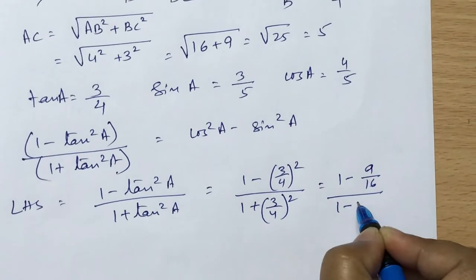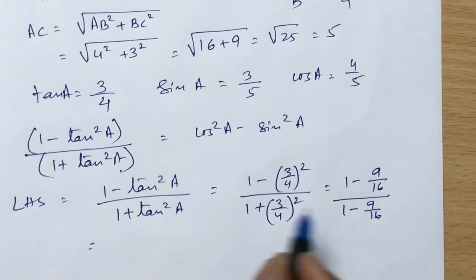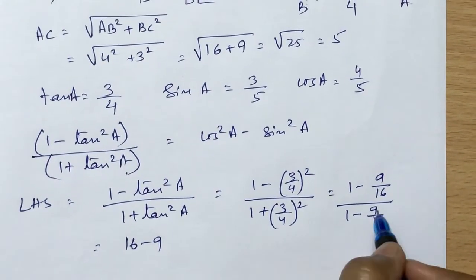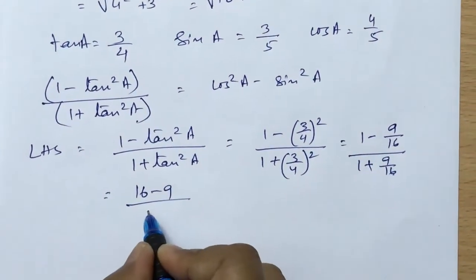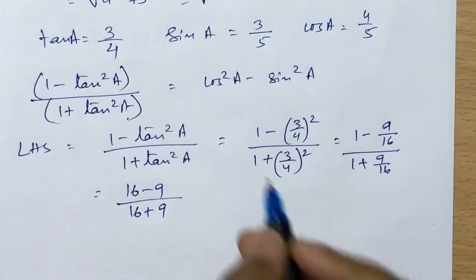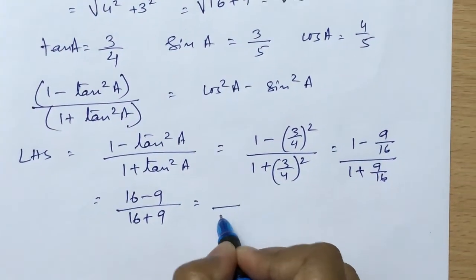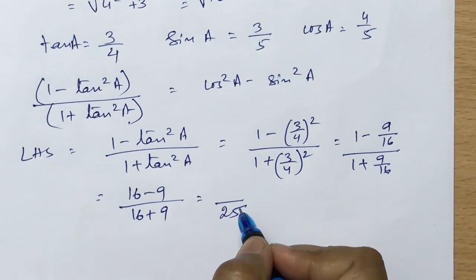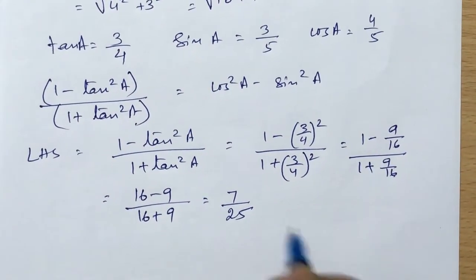Same type, isn't it? Like the previous one. 9 by 16. So this will give you how much? 16 minus 9 by, this is plus, I'm straightway cancelling the denominator. It will be 16 plus 9. Okay, 16 plus 9, you know it is 25, and 16 minus 9 will be your 7. So you have 7 by 25. LHS you have got 7 by 25.